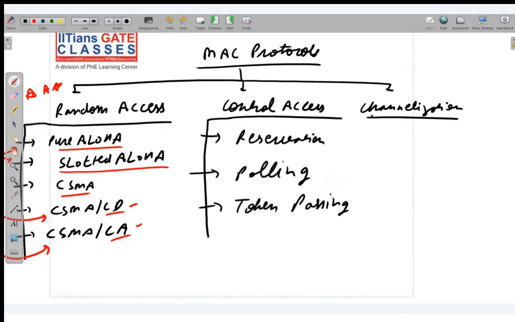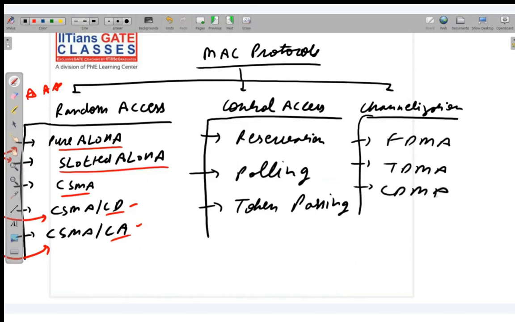Okay, last is channelization. Channelization is FDMA, TDMA, and CDMA. So reservation, polling, and token passing, and FDMA, TDMA, CDMA are not in the GATE syllabus, so no need to worry.